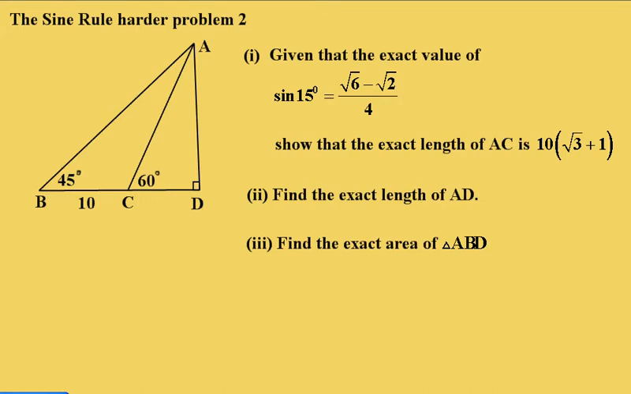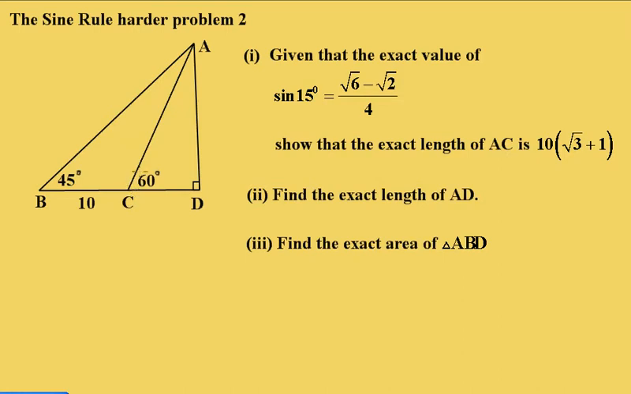The sine rule, harder problem number 2. In this one we're given that the exact value of sine 15 degrees is root 6 minus root 2 on 4. And we have to show the exact length of AC is 10 outside of root 3 plus 1.